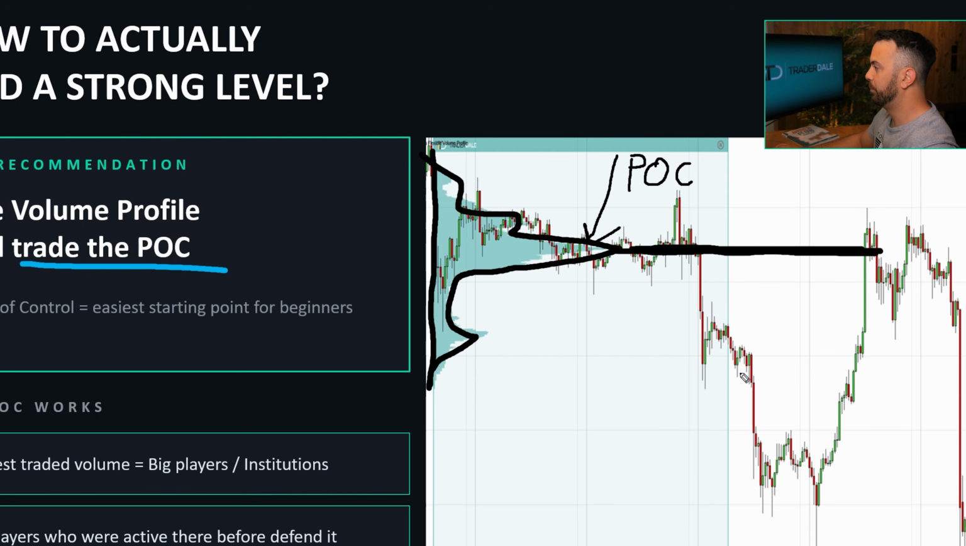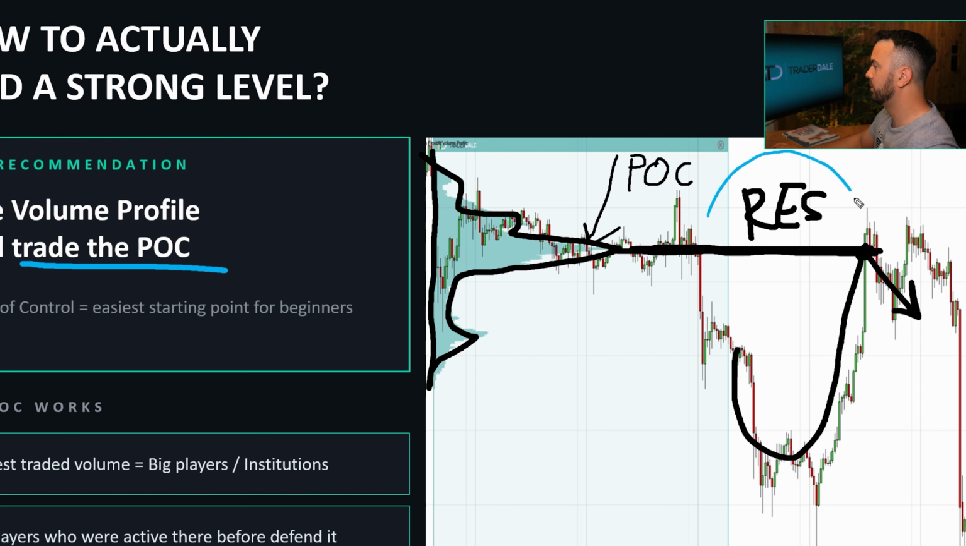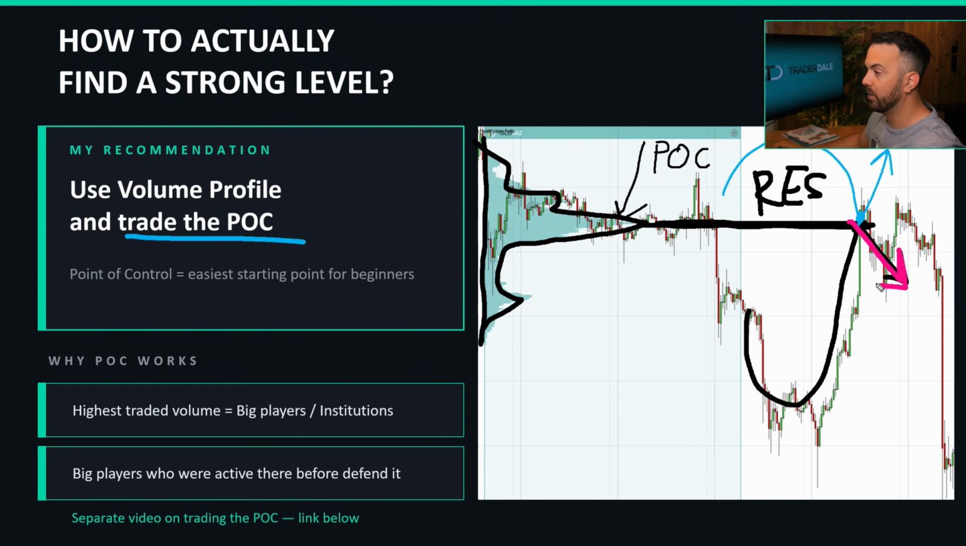If the price hits the point of control from below, then you'll be going short because it will be a resistance, okay? If the price hits the point of control from above, then it would be a support and you would be looking for longs. Okay, in this case, price went below the point of control, made a pullback, that means short from here. Okay, so this is how you trade the point of control.